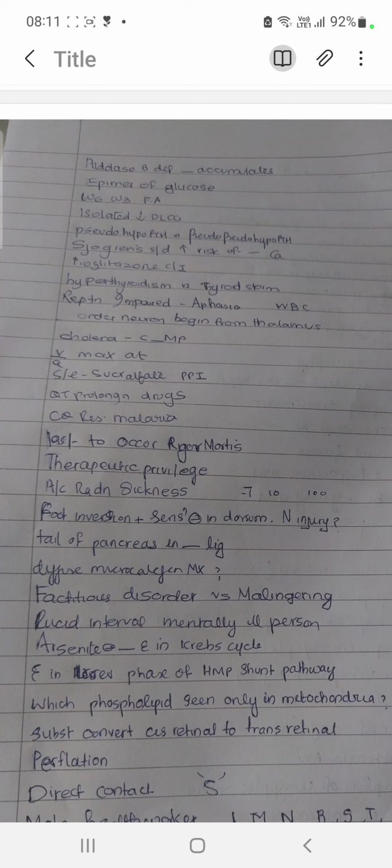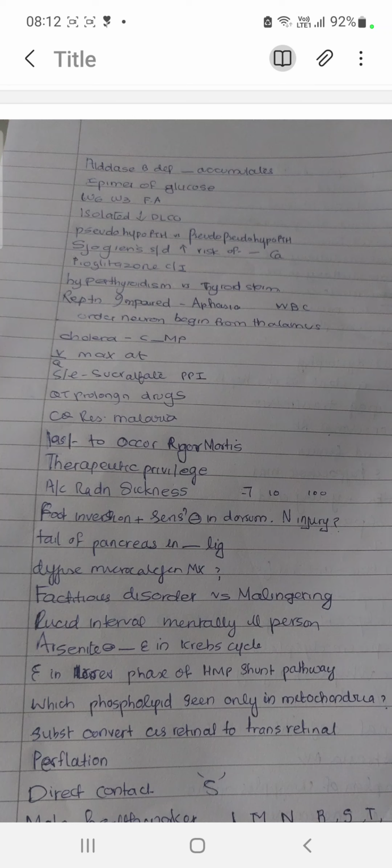Isolated decrease in DLCO, that is pulmonary artery hypertension. Pseudohypoparathyroidism and pseudopseudohypoparathyroidism. In both you get a knuckle dimple sign, and biochemically everything is normal in pseudopseudohypoparathyroidism, whereas in pseudohypoparathyroidism the calcium is low, and usually PTH and phosphate have an inverse relation. Here it is pseudohypoparathyroidism, so it is not an inverse relation. The PTH is high. Actually phosphate should be low, but since it is pseudo, phosphate is high.